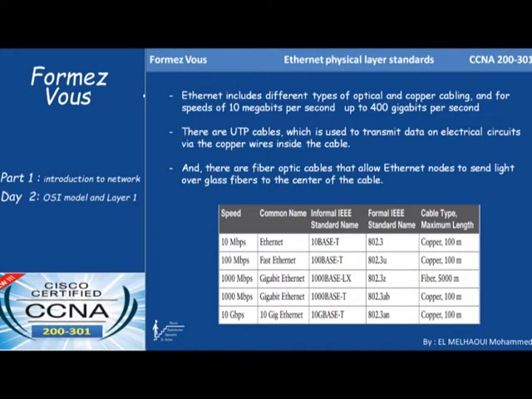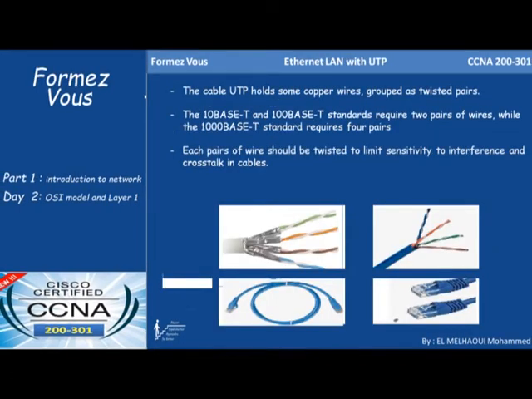Let's analyze and understand physical links between any two Ethernet nodes, and first, specifically those that use unshielded twisted pair, UTP, cabling. The UTP cable holds some copper wires, grouped as twisted pairs. The 10BASE-T and 100BASE-T standards require 2 pairs of wires, while the 1000BASE-T standard requires 4 pairs. Each pair of wires should be twisted to limit sensitivity to interference and crosstalk in cables.